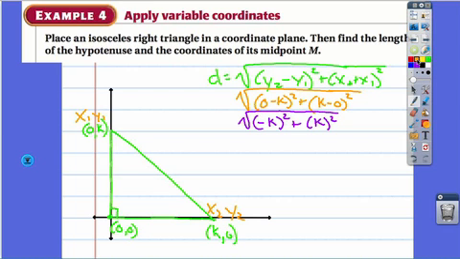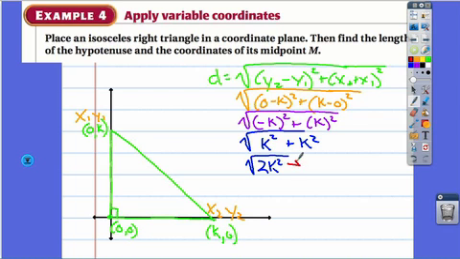Negative k squared is equivalent to negative k times negative k, which gives you positive k to the second. And then I still have k to the second over here. k times k is k squared. And I can combine like terms to have 2k to the second.